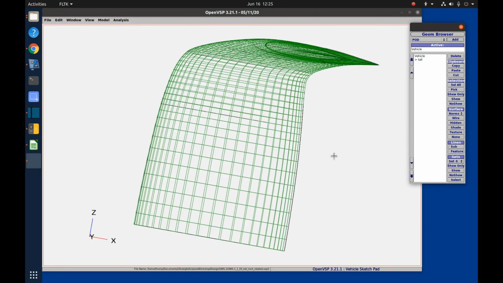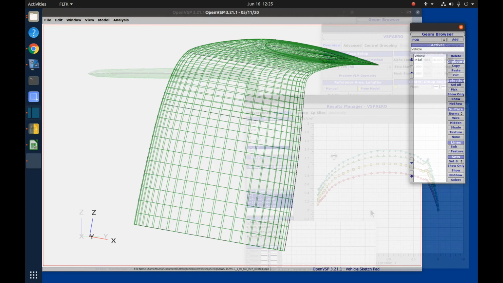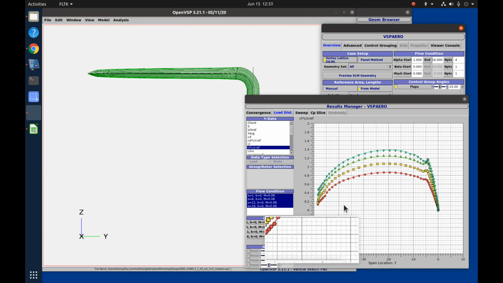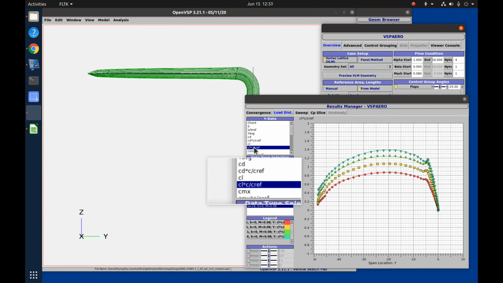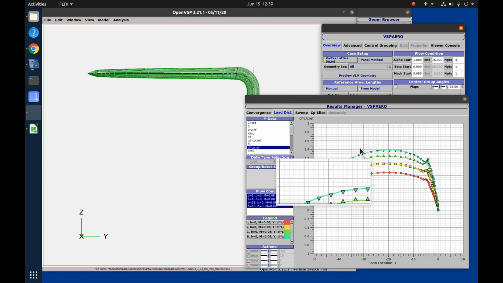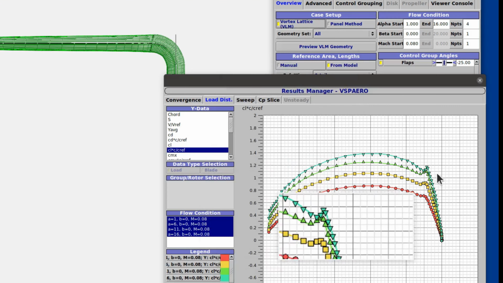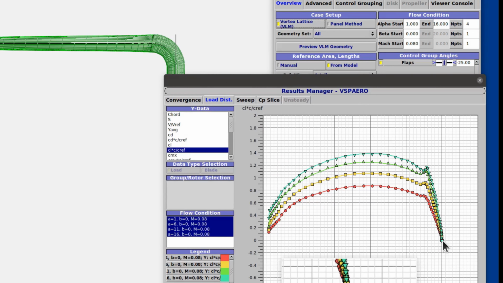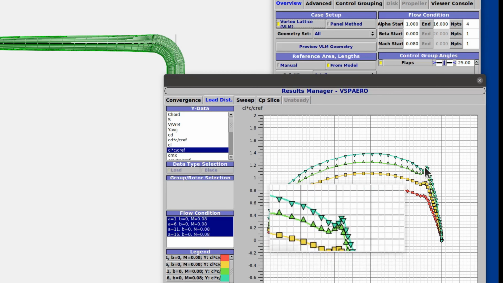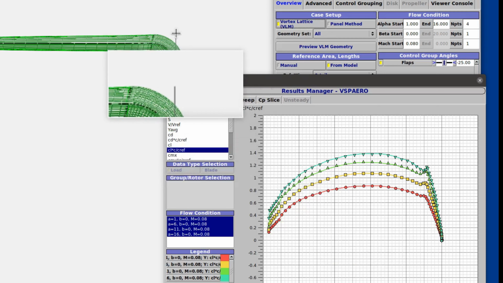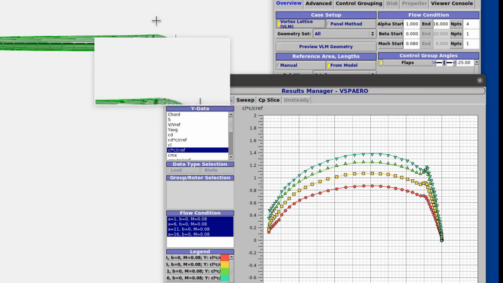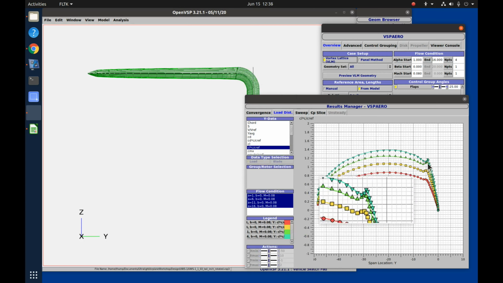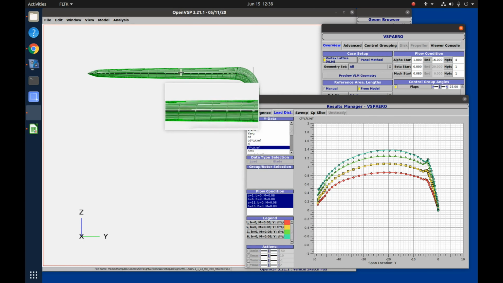Let's go ahead and run VSPAero and see what we get for lift distribution. All right, we now have our lift distribution. We have the coefficient of lift multiplied by the chord divided by our chord reference, which we had calculated automatically from the model. So this area over here is our horizontal tail, which is now vertical. This distance from here to here is the center line of the chord up to about right there, that curve right there. The rest of this lift distribution is from here out to the tip.